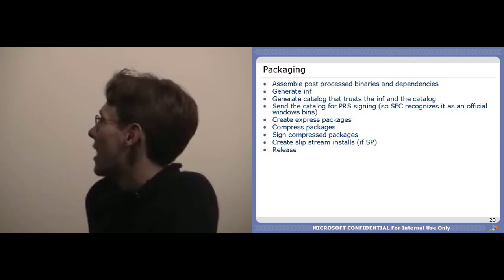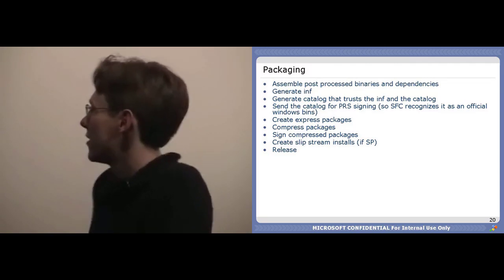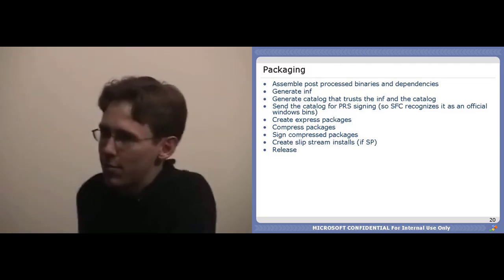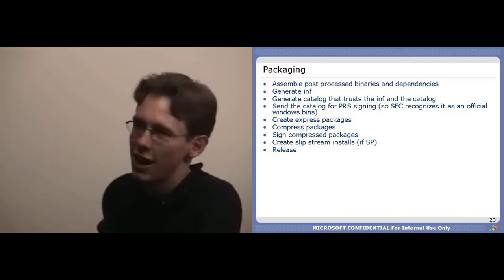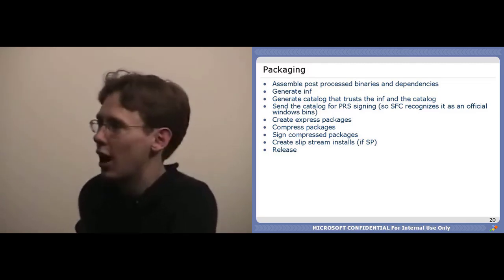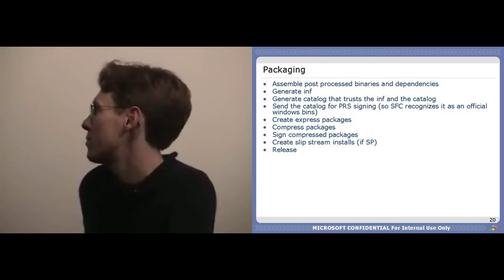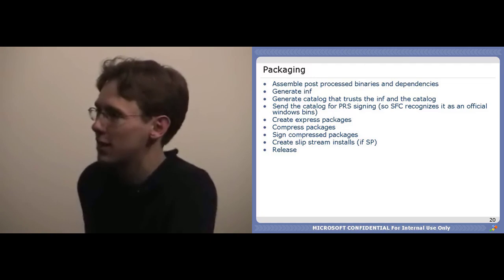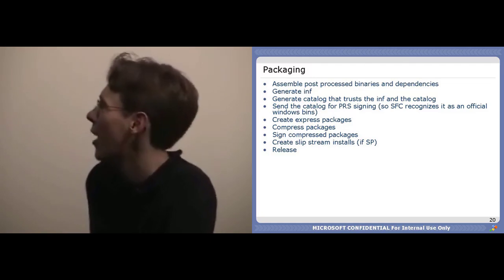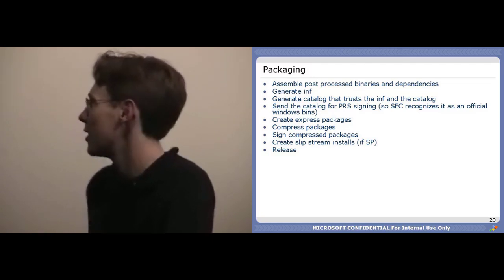We generate a catalog that trusts the INF and the catalog. We then send the catalog to PRS for signing, and since we don't want just anybody to be able to sign things and for it to be able to say this is officially from Microsoft, we only let the PRS lab actually do the signing and control the certificates. And so at this point, it's actually outside of the build lab where we send these off and we say, will you please sign these for us? And they go, okay, well, I'm going to virus scan them and make sure you didn't do anything really wacky.